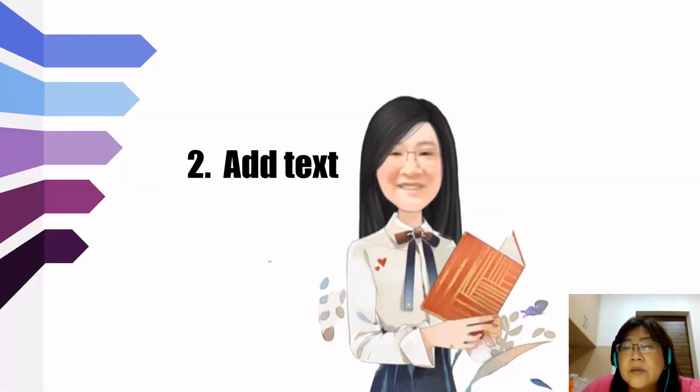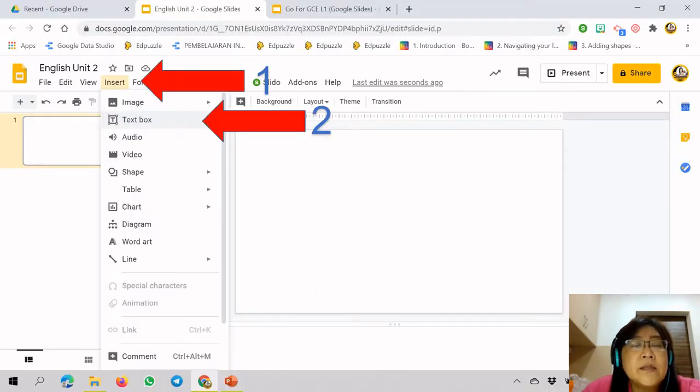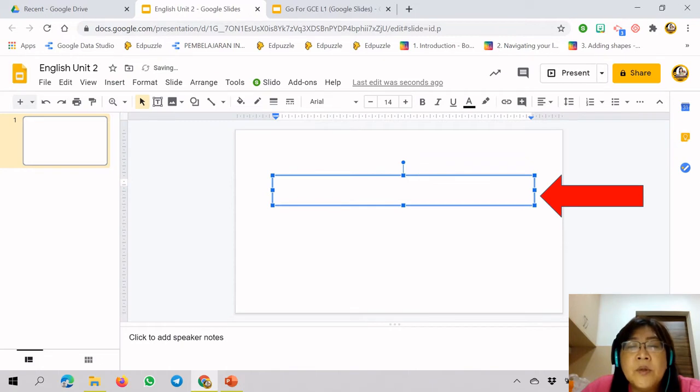So next, we're going to learn how to add text. Okay, to add text, you have to go to Insert and then go to Text Box. After that, this blue box will appear. Then you can start typing. If you see on the top here, you have the font Arial. The size is 14, so you can control the types of font and the size of the font on the top here. Just type in, for example, read this passage and so on.